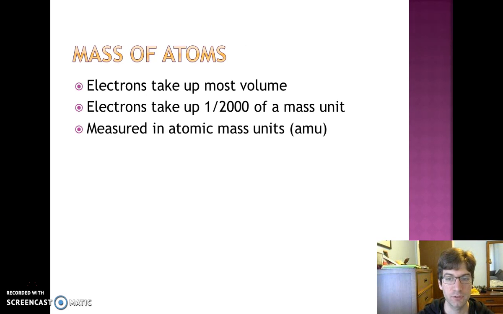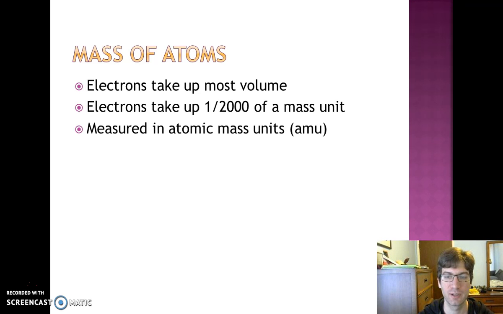The mass of atoms: because atoms are matter, they do take up space and have mass. Electrons will take up the most volume, even though they are the smallest of the particles. They take up the most volume because they move around constantly, so all the area that they are moving in is also considered part of their volume.